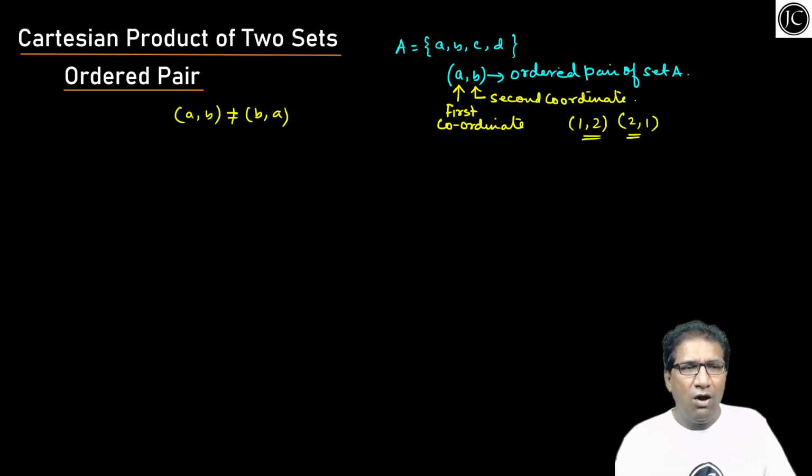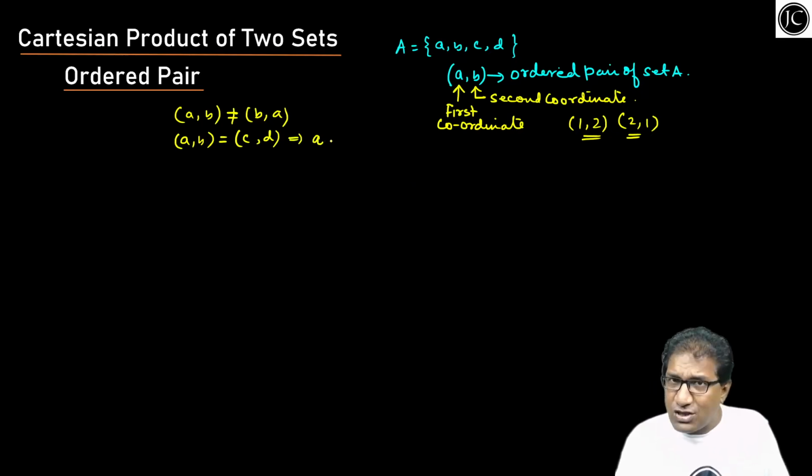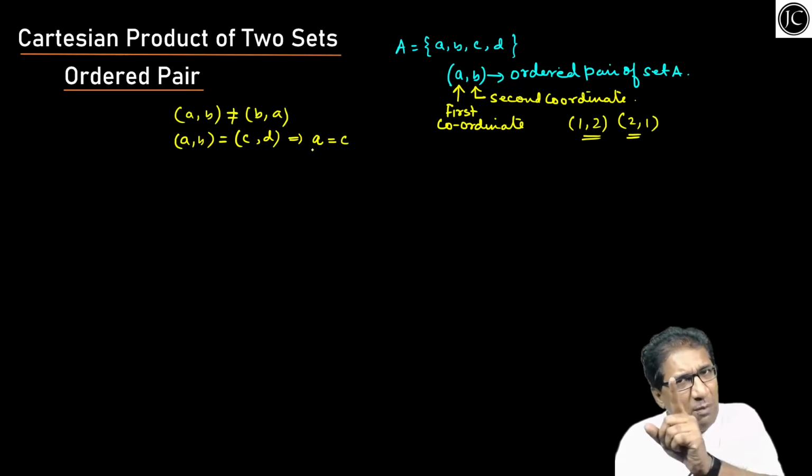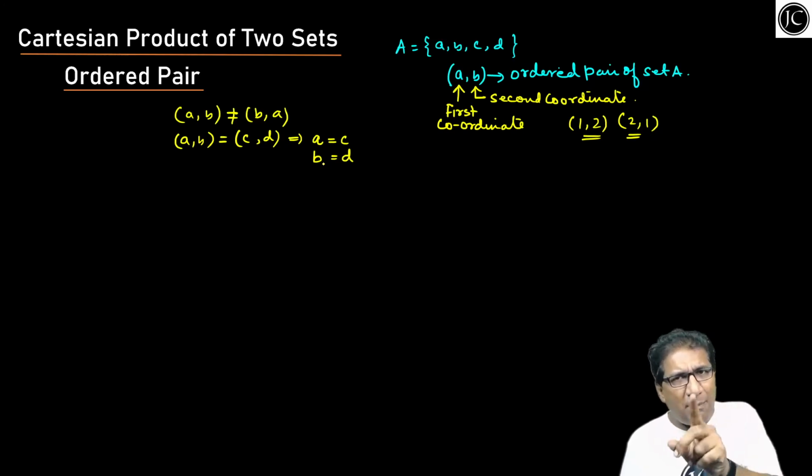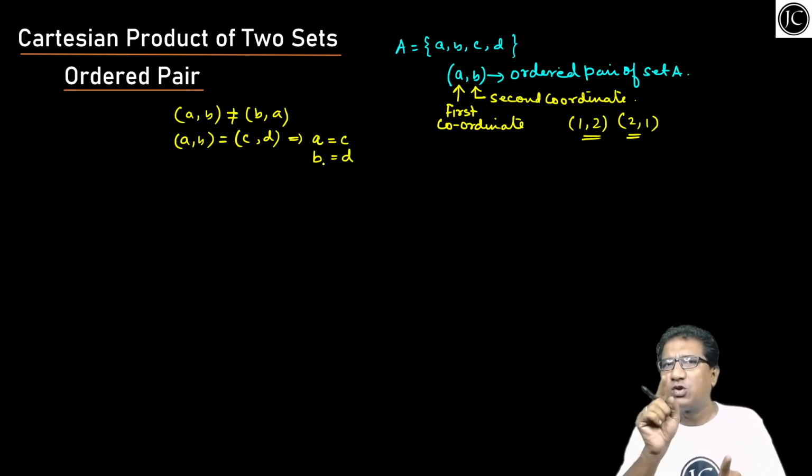not equal. ओके, अगर मानो कि दो ऑर्डर्ड पेयर इक्वल है, if two ordered pairs are equal, then guaranteed the first coordinate of the first ordered pair will be equal to the first coordinate of the second ordered pair. That is, यहाँ पर a will be equal to c. And the second coordinate of the first ordered pair will be equal to the second coordinate of the second ordered pair. मतलब यहां पर क्या होगा? b will be equal to d. Is it clear? So दो चीज याद रखो, (a, b) is not equal to (b, a). This is number one. And number two, अगर दोनों ordered pair equal है, then their respective coordinates will be equal.